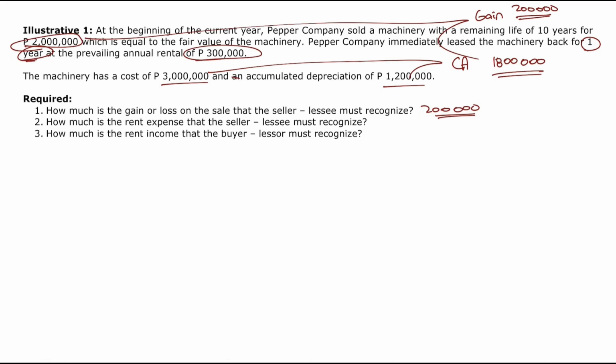Okay? Then requirement 2, how much is the rent expense that the seller lessee must recognize? Obviously, this will be equal to the annual rental of 300,000. That's why number 2, 300,000 is the final answer. Requirement 3, same thing. How much is the rent income? That's equal to 300,000. Okay? So, that's illustrative problem number 1.